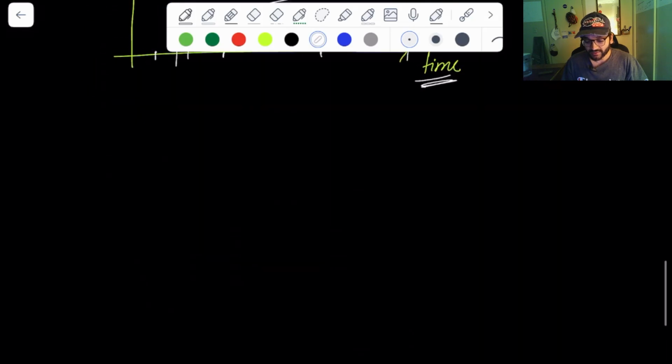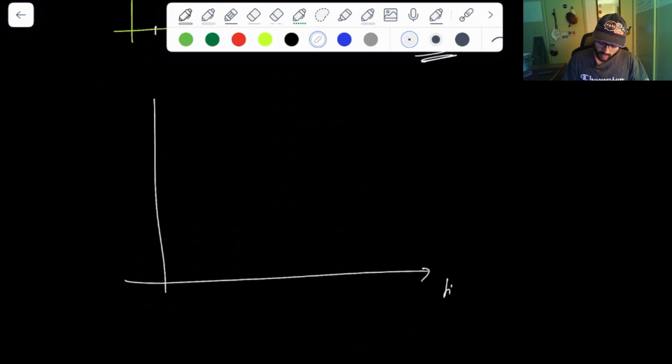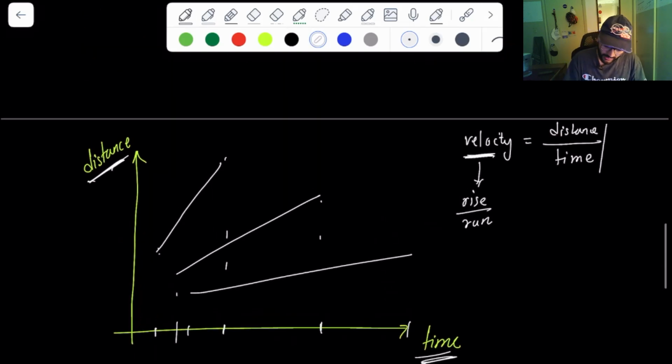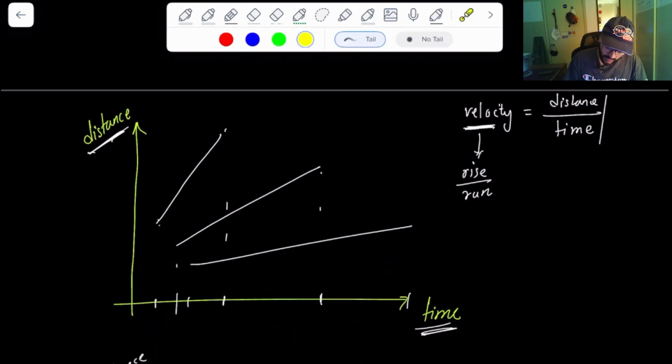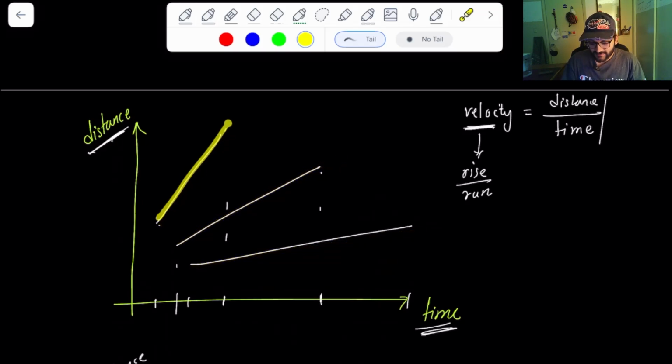Okay, now you can imagine a case where, let's say, I'm going to make the graph one more time, not the same graph, but the same axes. So let's say the velocity is changing. Oh, before that, I should mention that this is a constant velocity. This is also a constant velocity, and this is also a constant velocity. But because this is steeper, the velocity here is more as compared to here, and this velocity is more as compared to here. So the larger the angle it makes with the x-axis, the larger the velocity is.